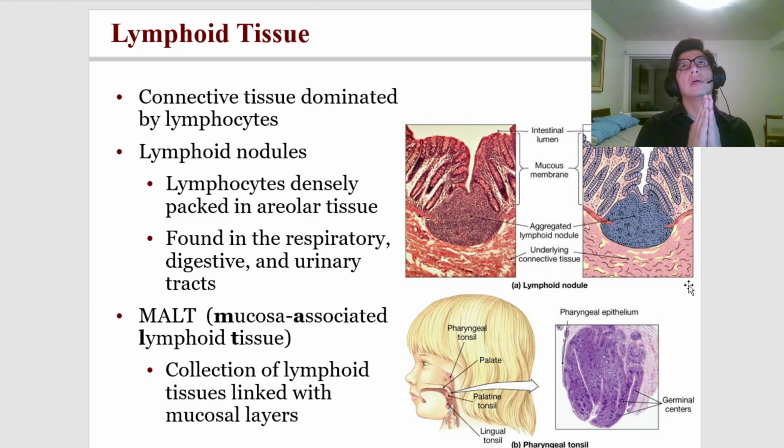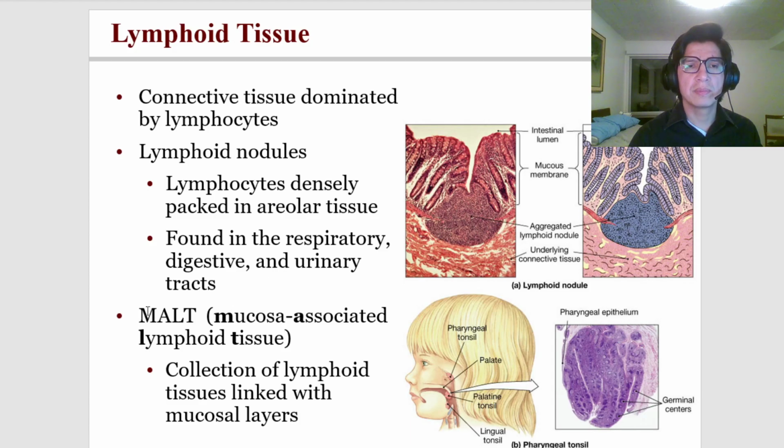So we talked about the vessels. We talked about the cells. Now let's talk about the lymphoid tissues. So lymphoid tissues are basically connective tissues that are rich in lymphocytes. This happens in areas where there's a greater likelihood of foreign invader exposure.